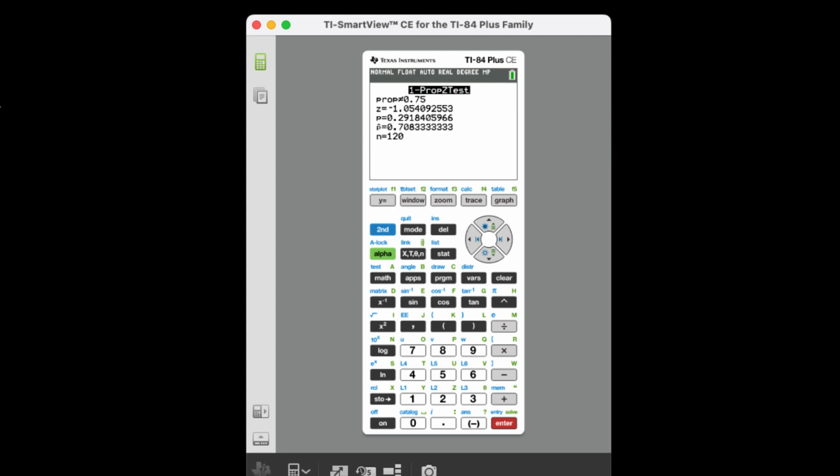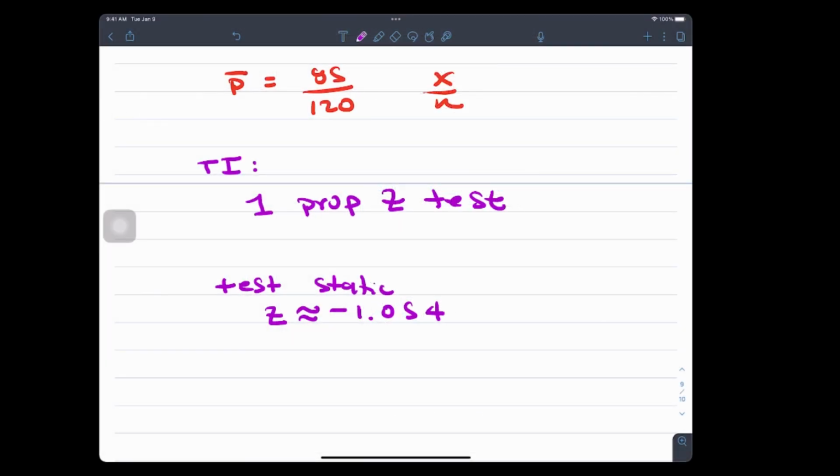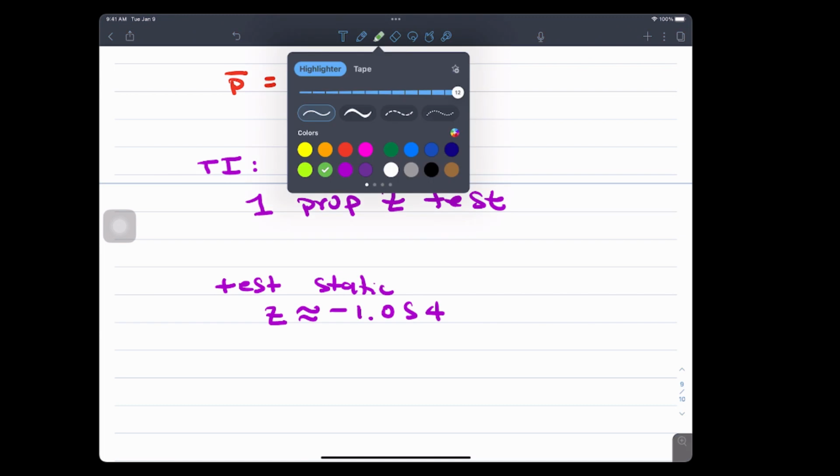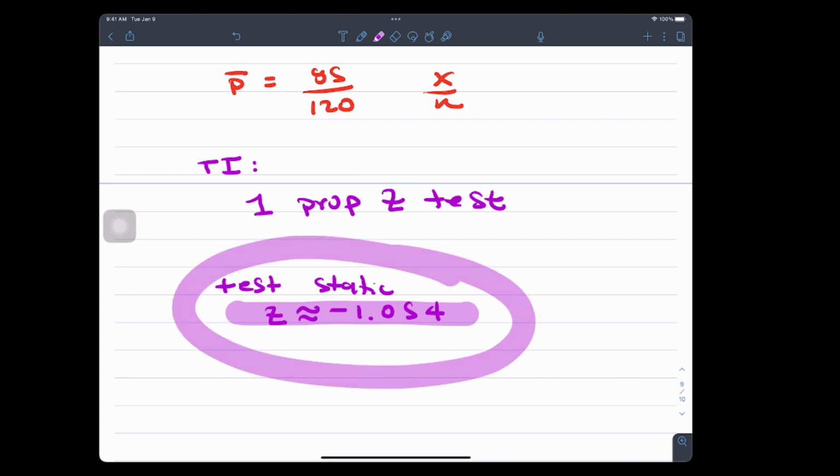Did you guys see? It's the second line. That is called your what? Test statistic. And that is what we're looking for. That number, negative 1.054. Okay, you guys okay with that? That's what we're looking for.